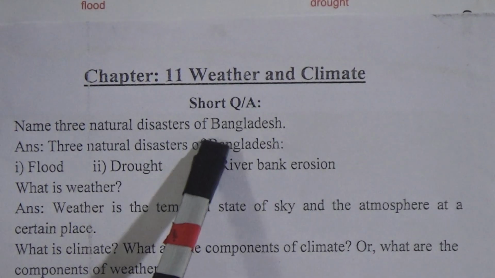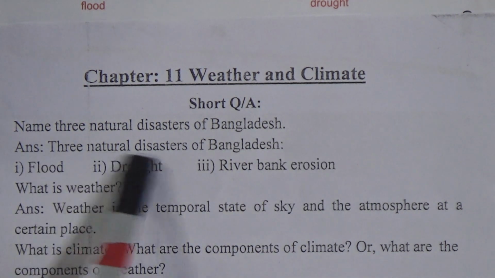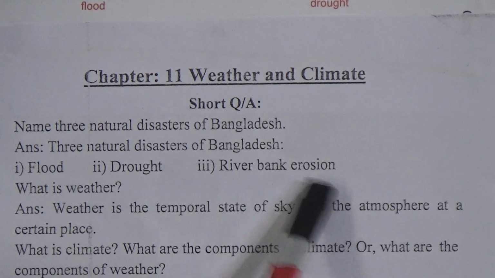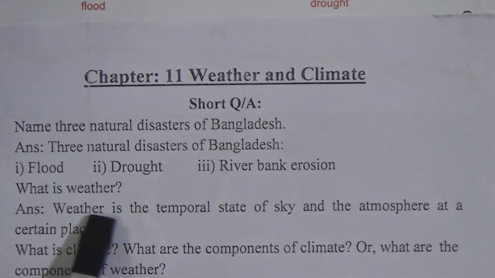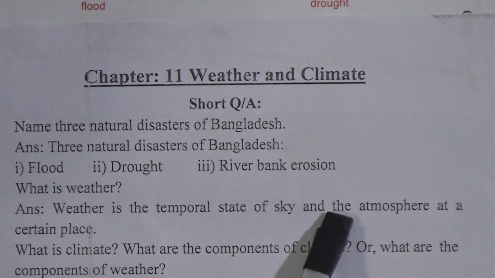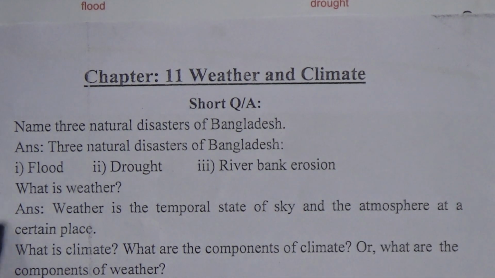Name 3 natural disasters of Bangladesh. The answer is 3 natural disasters of Bangladesh: flood, drought and riverbank erosion. Now come to the next one. What is weather? The answer is weather is the temporal state of the sky and the atmosphere at a certain place.